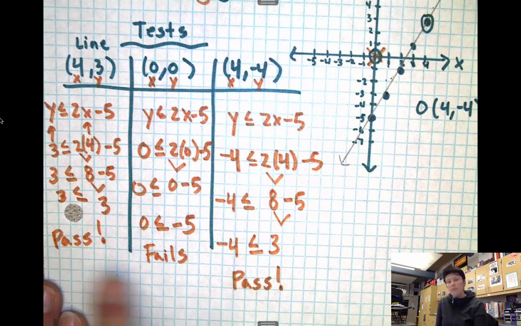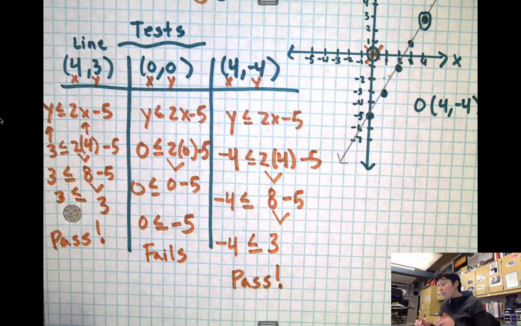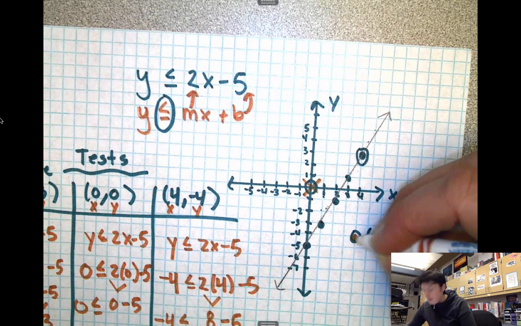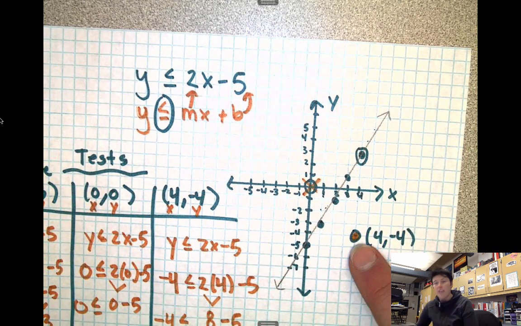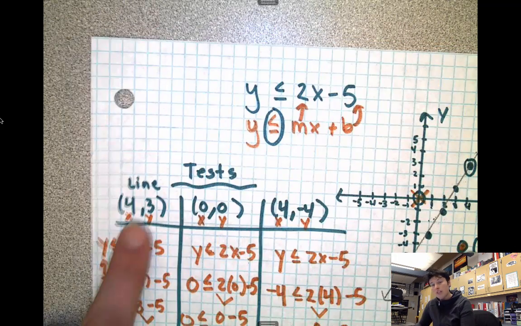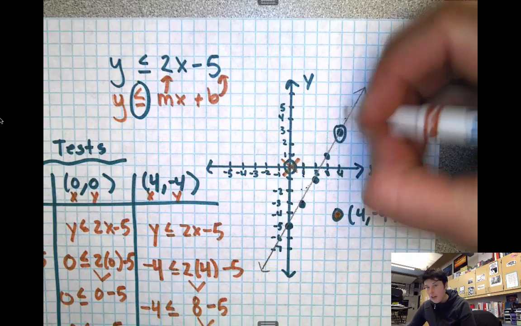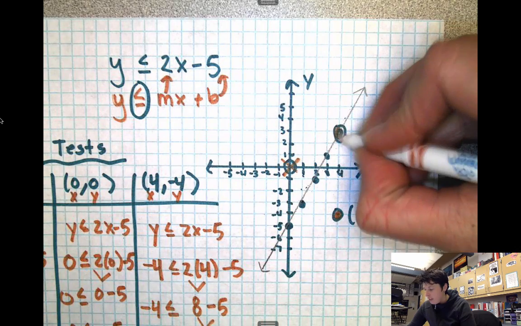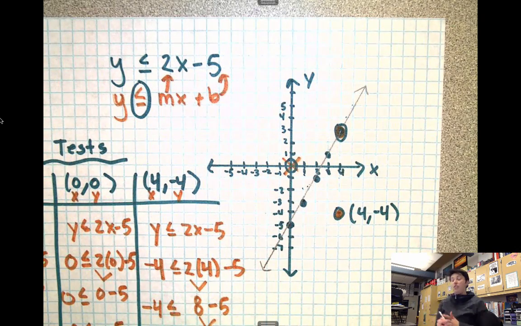So we have a pass, fails, pass. On the graph, that means that this point, 4, negative 4, which is right here, passes. And so I'm going to fill in the point so that I realize that that is a pass. The other thing that passed was the one that was on the line, 4, 3, which is way up here. Remember we had circled it? I'm going to fill it in now. Okay, so here's what that means.